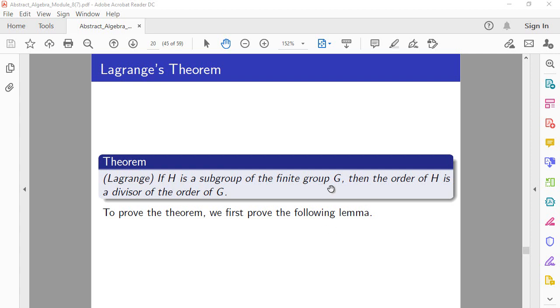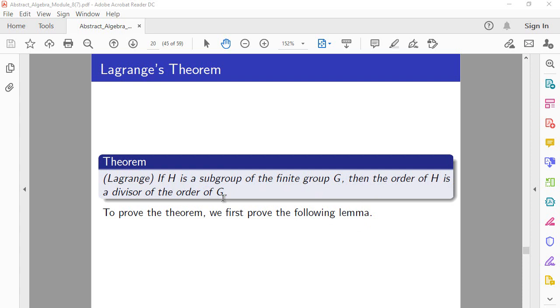So let's say G is a finite group and H is a subgroup of G, then the order of H divides the order of G, right? So again, when I say order of H, it means the number of elements in H, and order of G means the number of elements in G.